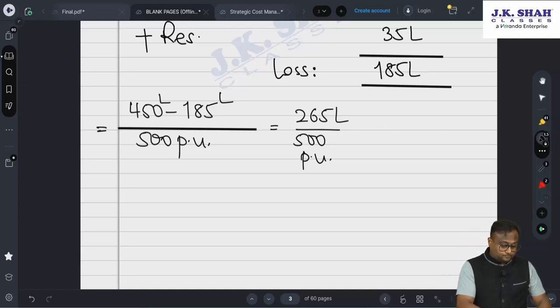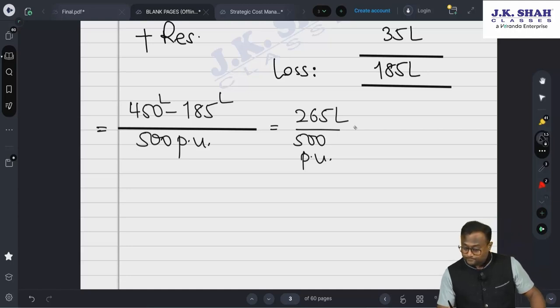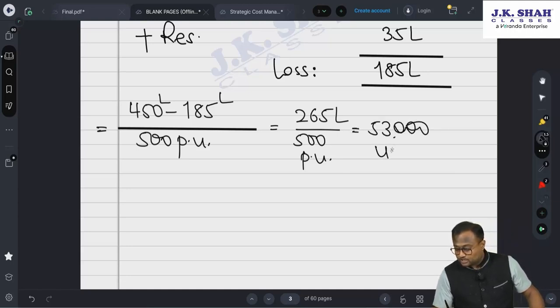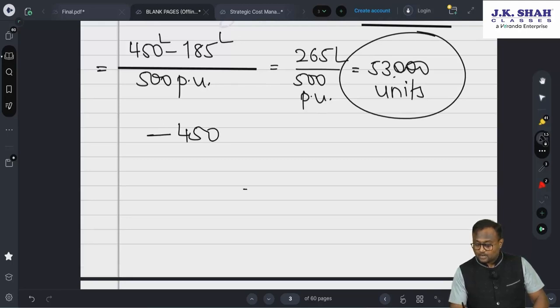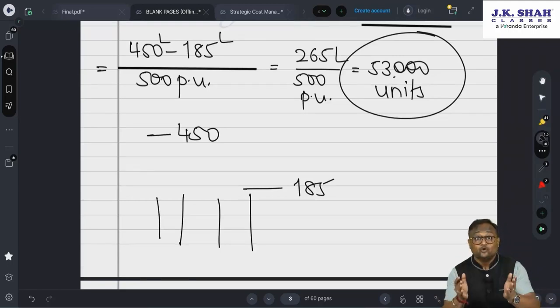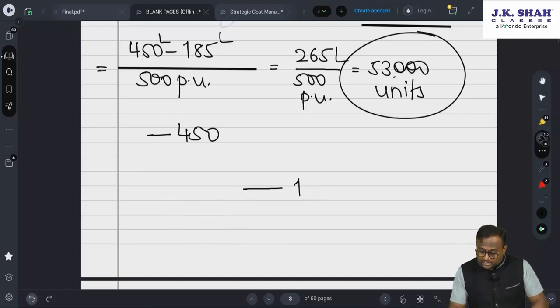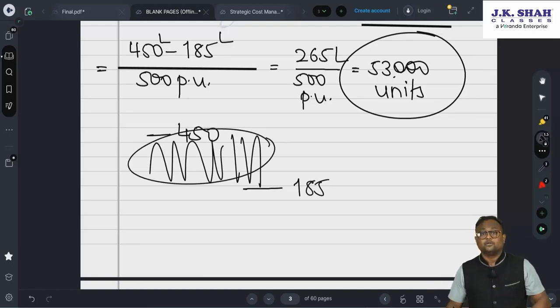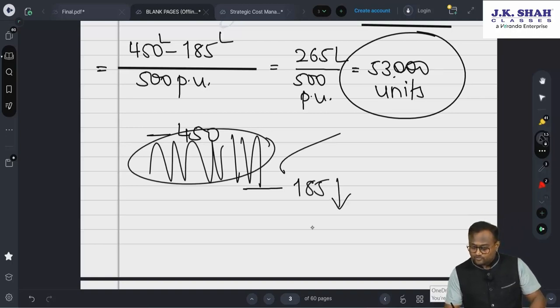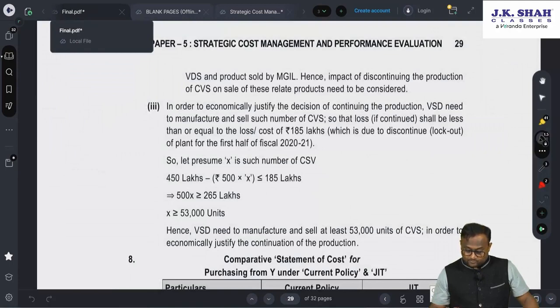So in order to recover 265 at the rate of 500, 53,000 units are required to be sold. Now listen to me, your fixed cost is 450. The bare minimum fixed cost is 185. I cannot go below this. I have to incur 185. I'm just trying to produce a quantity which will recover this cost for me. So if my quantity is more than 53,000, I can recover some part of it. I will not shut down, I'll continue. But if my quantity goes below 53, I would shut down because there is no point in continuing.